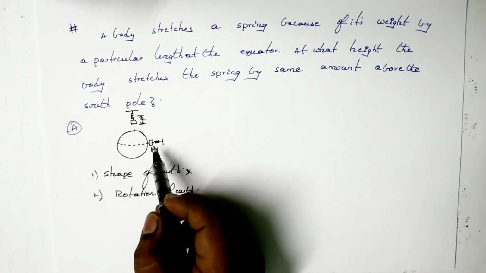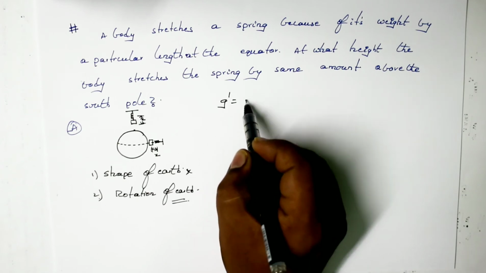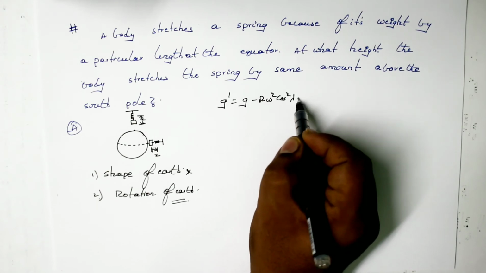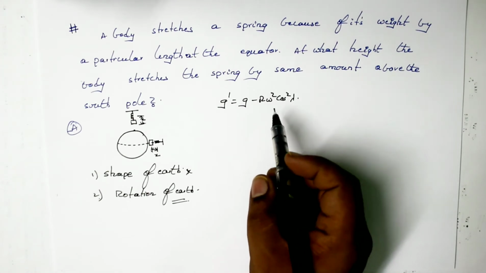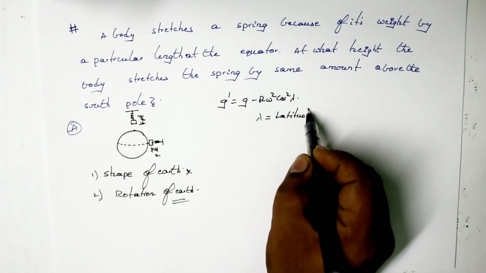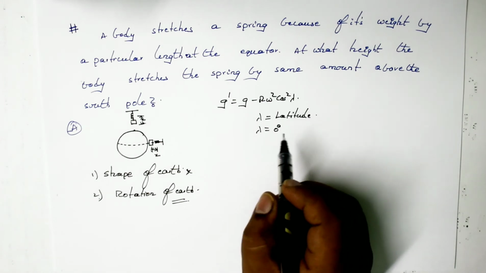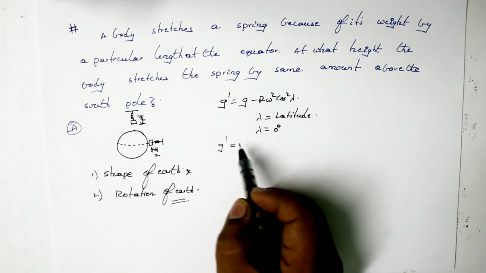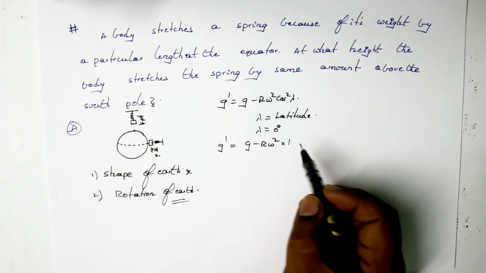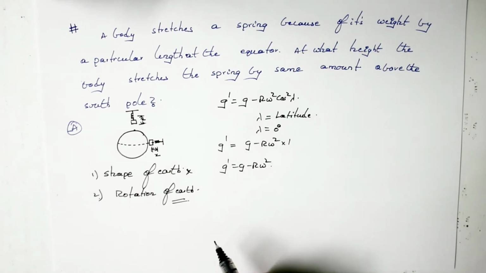So at the equator, the g value because of rotation of Earth can be written as g dash is equal to g minus r omega square cos square lambda, where lambda is the latitude of the place. Already we have discussed that latitude is 0 degrees at the equator. So g dash at the equator is g minus r omega square cos square lambda, where cos square lambda becomes 1. So g dash is equal to g minus r omega square.